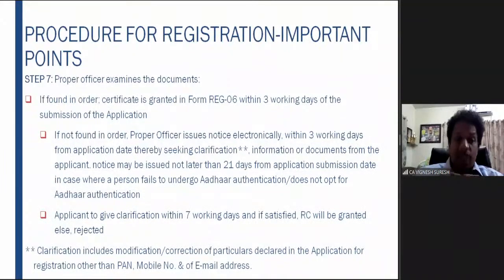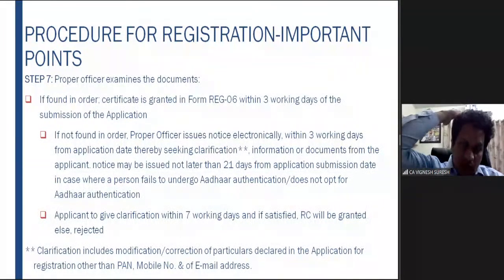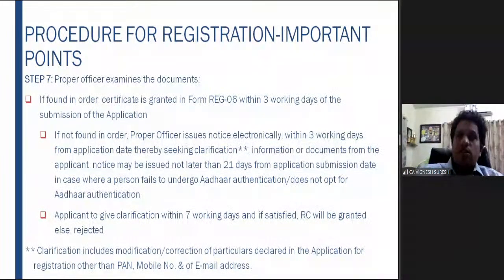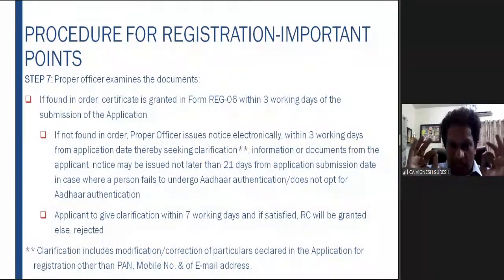If he is not satisfied with the documents, within 3 days he has to issue a notice seeking clarification of documents. For example, if he's not satisfied with the electricity bill which is attached, the electricity bill is of some previous date, last year 2017, but you are applying for the registration in 2021. So he can ask you to give the latest electricity bill. Similarly, if he has some other issue, he can issue a notice for clarification. This also should be done within 3 days. So within 3 days, he has to issue the notice seeking the clarification.